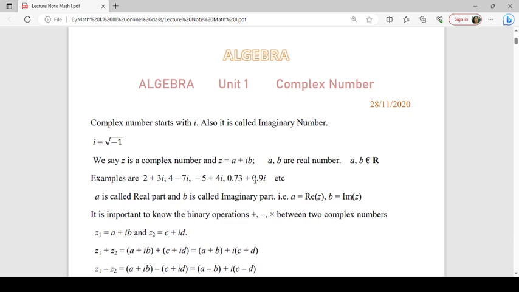So in algebra, we start with complex numbers. A complex number is of the form z is equal to a plus ib.